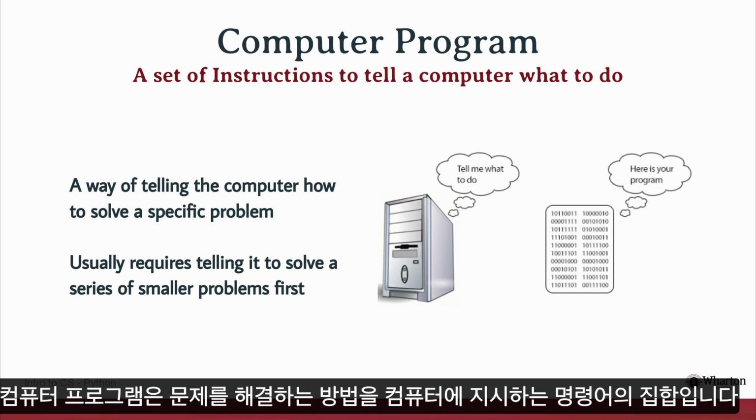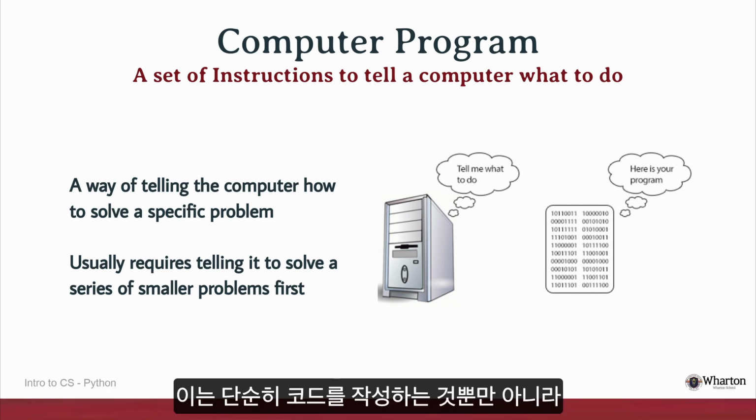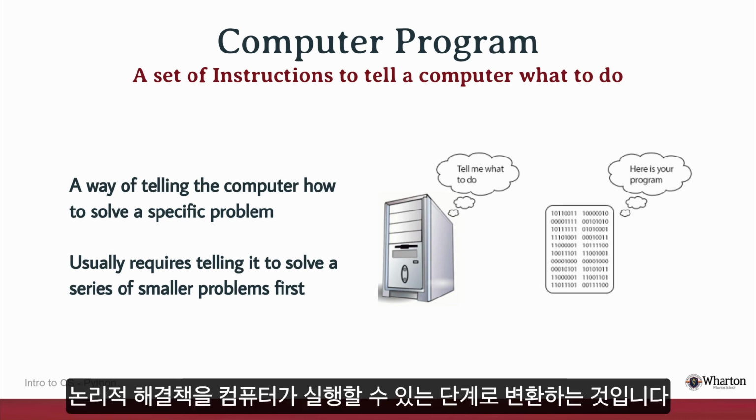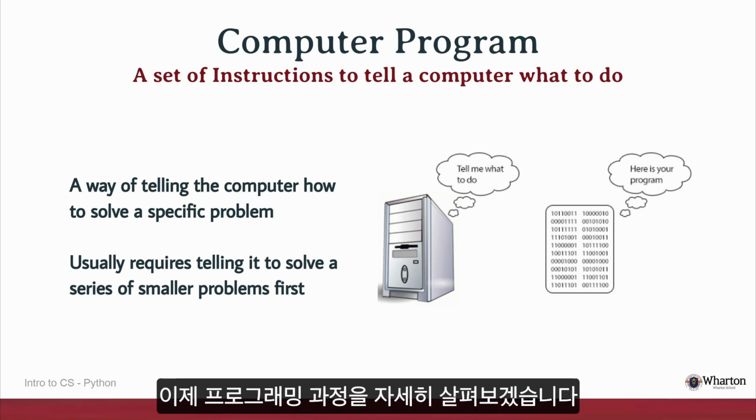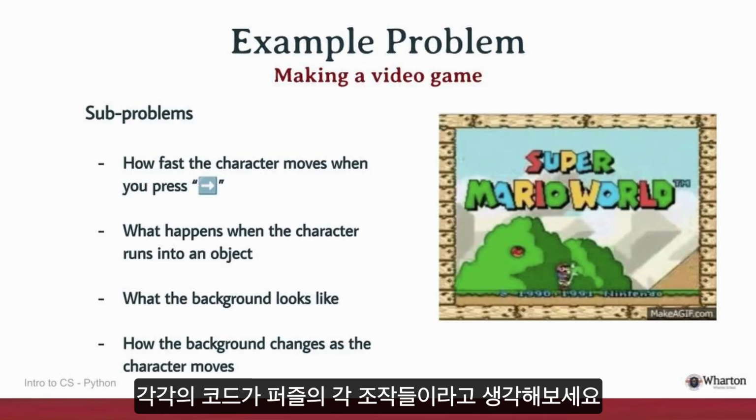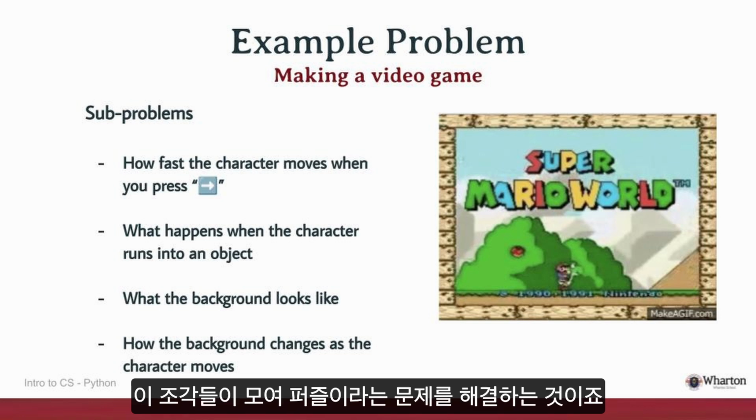A computer program is a set of instructions to a computer on how to solve a problem. It's not just about writing code, it's about translating our logical solutions into steps a computer can execute. Now, let's dive into the process of programming. Think of it as telling a story where each piece of code plays a part in solving a puzzle.